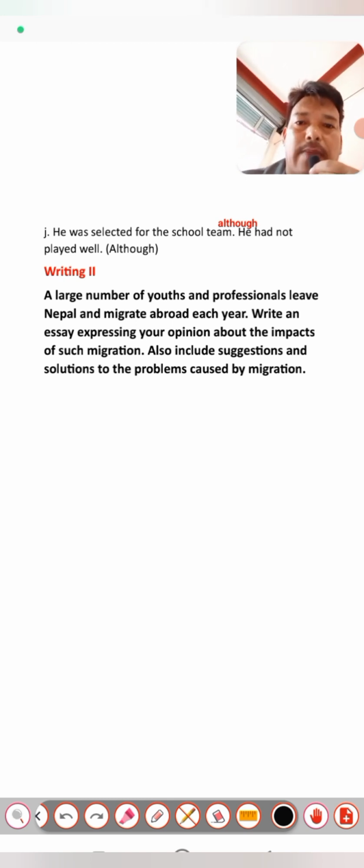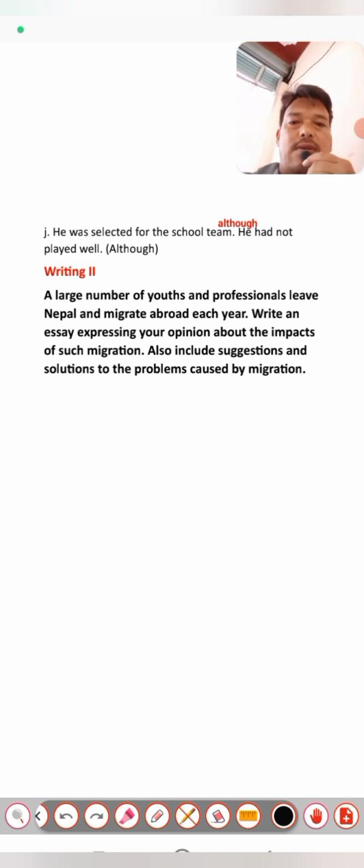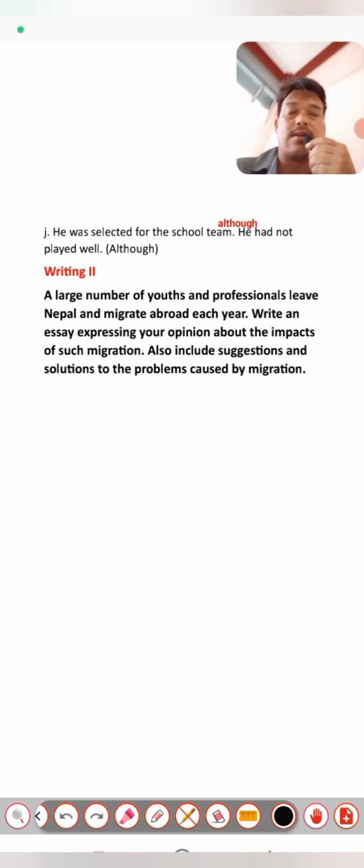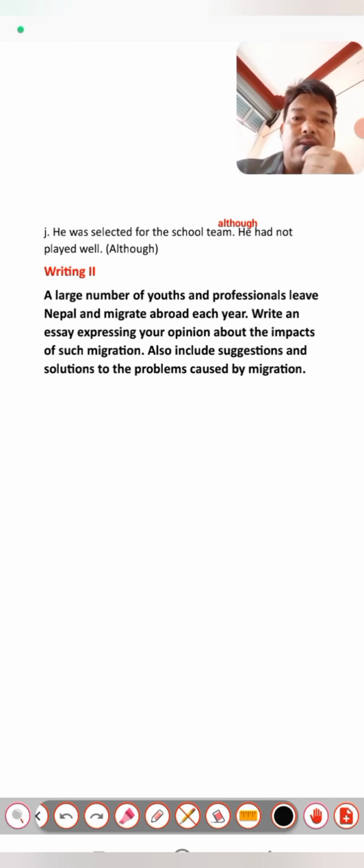Students, we have a last exercise that is writing two. So here in writing two: a large number of youths and professionals live in Nepal and migrate abroad each year. Write an essay expressing your opinion about the impact of such migration. Also include suggestions and solutions to the problem caused by the migration.